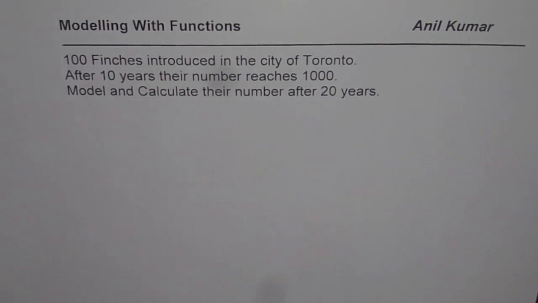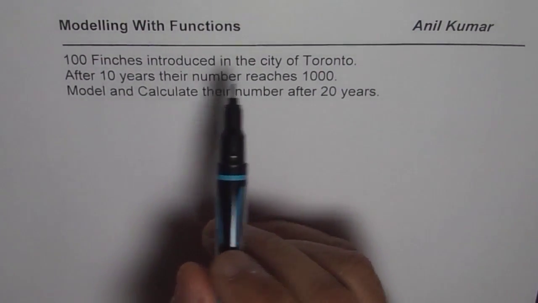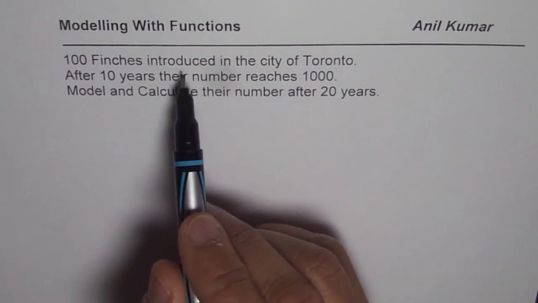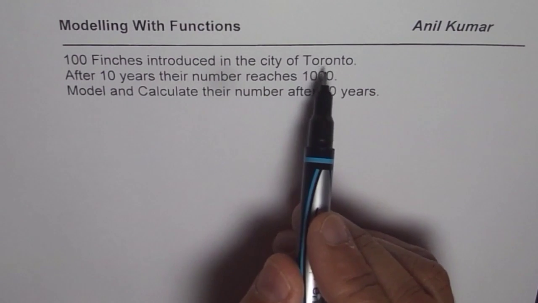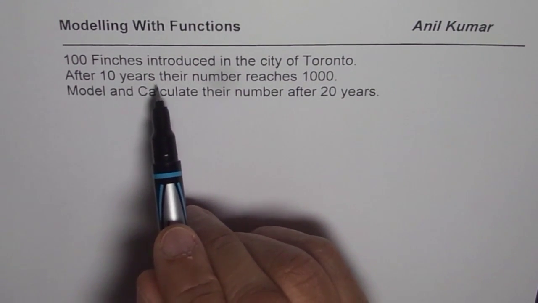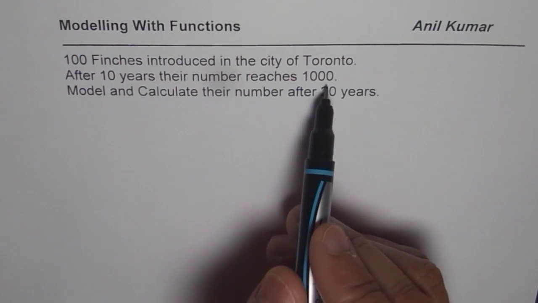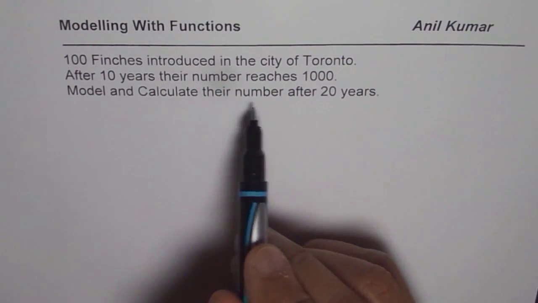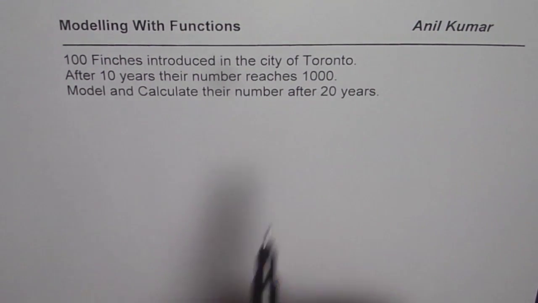So, we have a situation where there are 50 finches. These are beautiful songbirds which are introduced in the city of Toronto. After 10 years, their number reaches 1,000. We need to model this situation and figure out their number after 20 years, right?